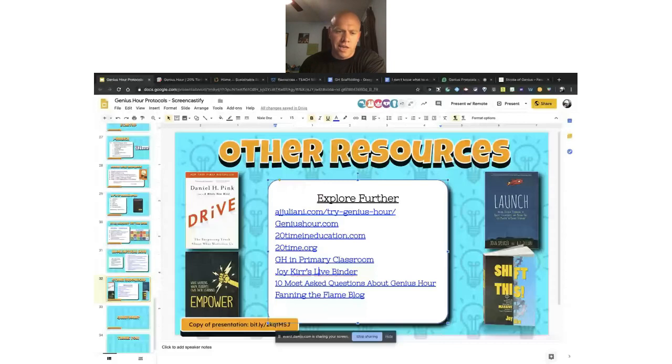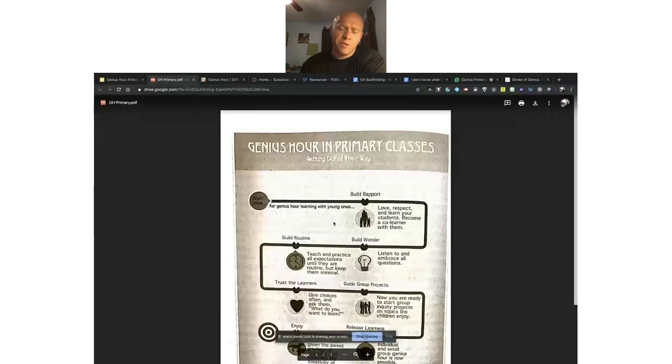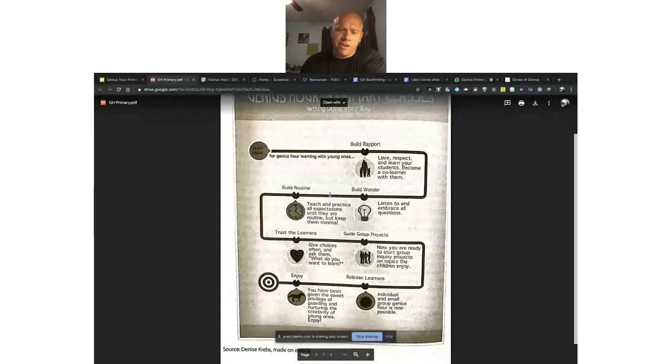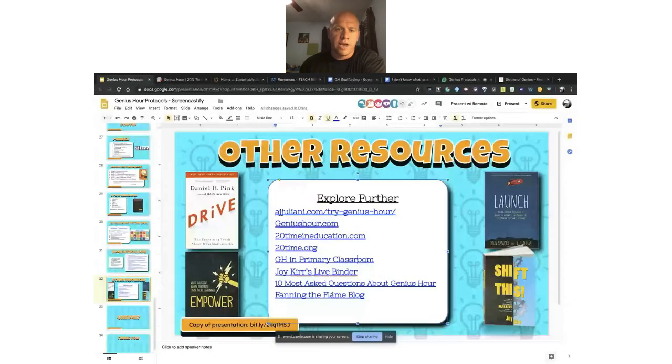All these books here are linked. They all feature or talk about Genius Hour in some way or another. This is a terrible scan from the middle school book about Genius Hour in the primary class. Sorry about the quality of that, but basically it's the idea of start big, start with a class at the elementary level, and then working the groups from there possibly would be a way to go.